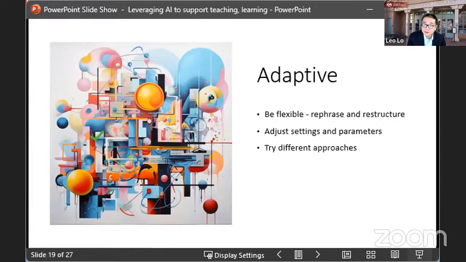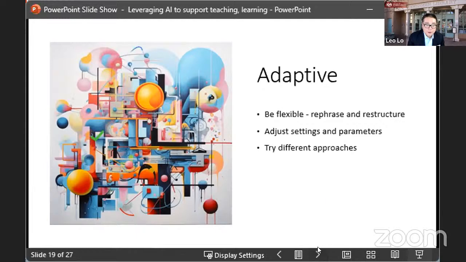You can adjust settings and parameters. There are several different ways you can change the way AI responds, like what they call temperature. You can mess with the statistical probabilities of how it works to get more creative or more conservative or traditional responses. And then the adaptive mindset is you really use your creativity to try different approaches.